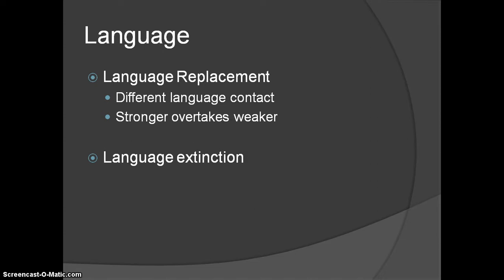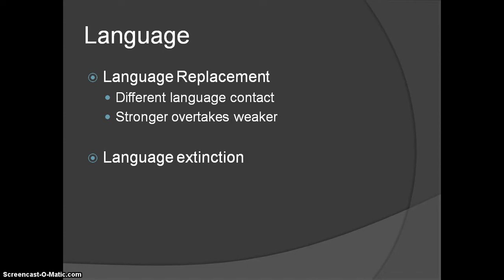Now, when you have language replacement, most of the time the person still holds on to their older, more traditional, or their native language. It's just that they'll probably be using the other. Otherwise, there might be some sort of consequence or ramification for that.